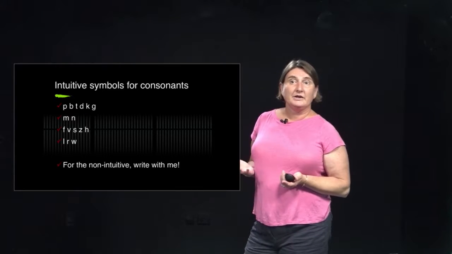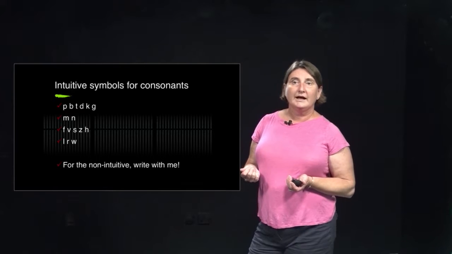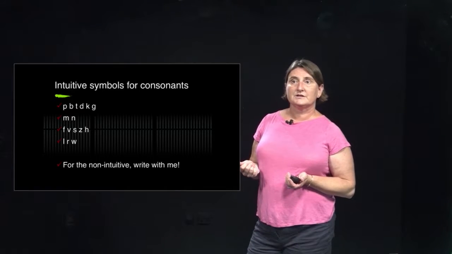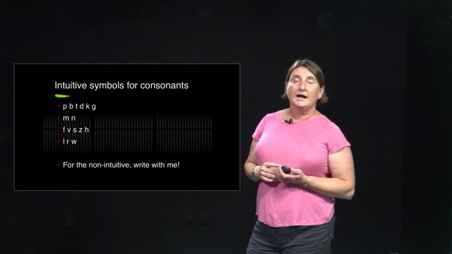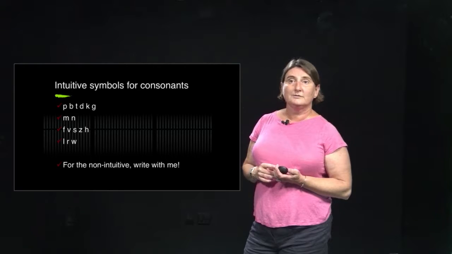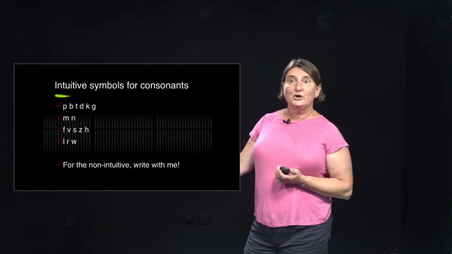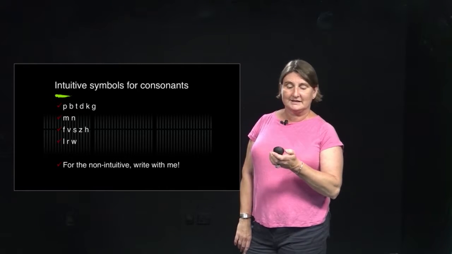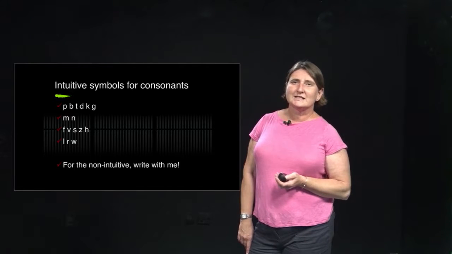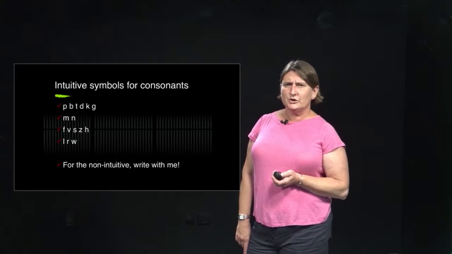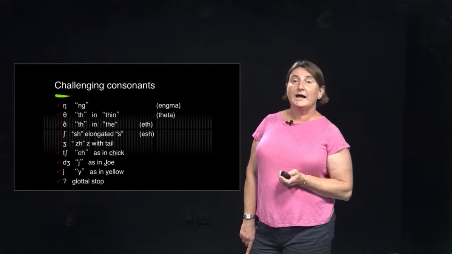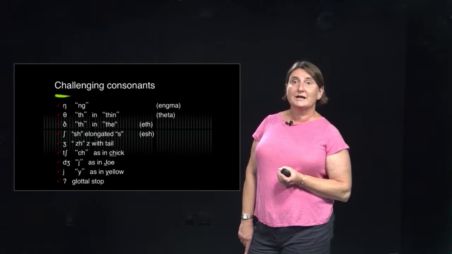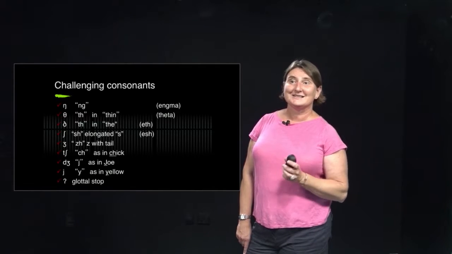M and N, just as you already know. Then F, V, S, Z, and H, again, just what you already know. And then L, R, and W, also sounds that you already know, no problem there. So you've got a lot of the consonants covered already. And the nice thing about the consonants is that the symbols that you don't already know tend to make sense. So let's take a look at those. And please write along with me as we practice writing these symbols.